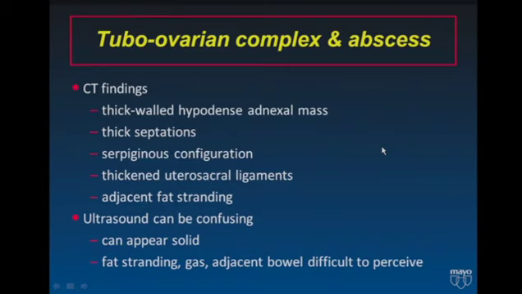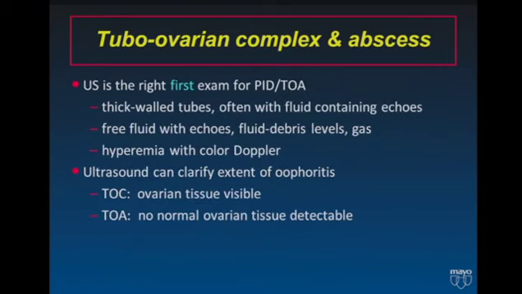So the CT findings of TOA and TOC, tubal ovarian complex and tubal ovarian abscess, have been well described. You will oftentimes see a hypodense adnexal mass with septations, a serpiginous configuration. There will be other evidence of inflammation, such as fat stranding and thickened ureterosacral ligaments. And quite frankly, the ultrasound can be confusing in these cases. It can appear solid, the fat is not well seen, the fat stranding, gas is not as well appreciated, and differentiating the mass, or the inflammatory phlegmon, from the adjacent bowel can be very difficult to perceive.